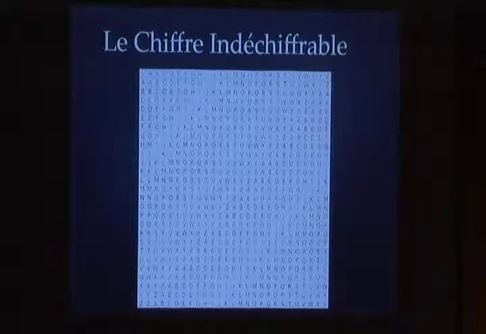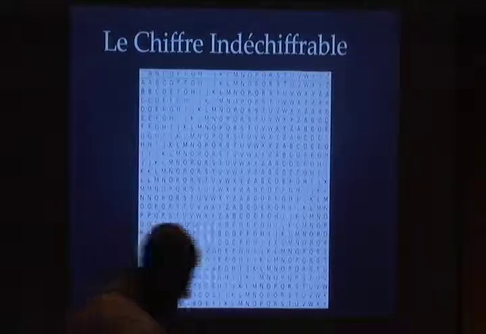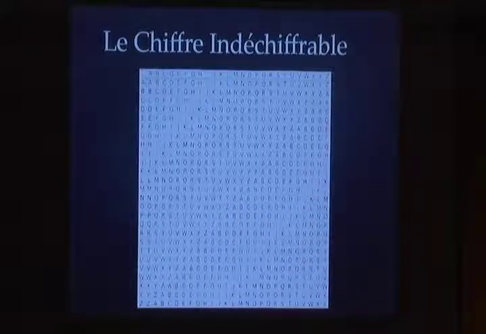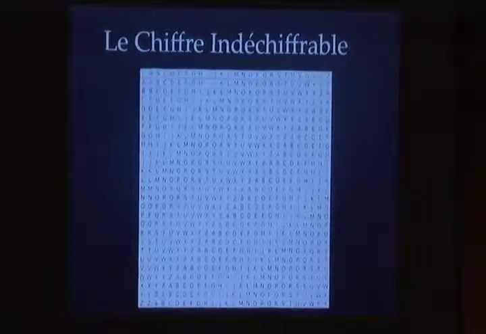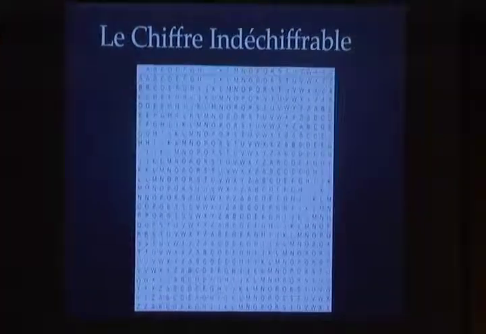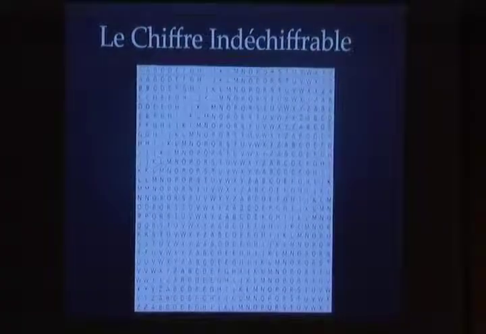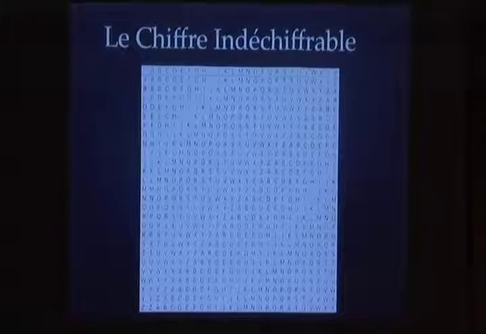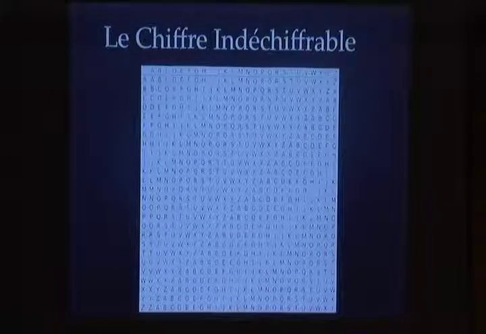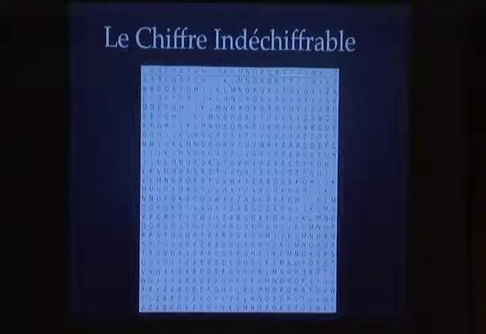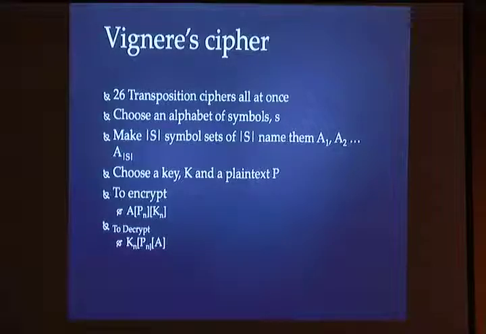Le chiffre indéchiffrable, also known as the Vigenère cipher. This actual thing in front of you is what's called the Vigenère tableau, or the chiffre tableau. Essentially, what you have to think of it as is 26 ROT13s. Each letter above it corresponds to a different offset in ROT13. It doesn't have to be ROT13, but it's just an offset in your cipher. So it's actually 26 transpositions all at once.